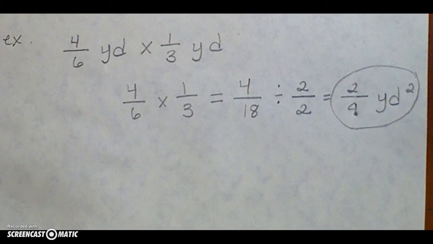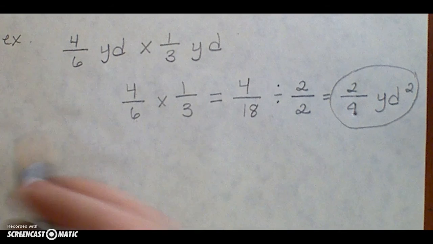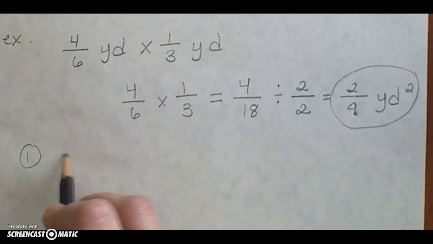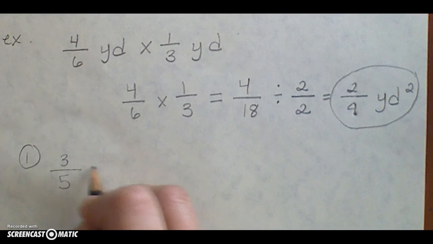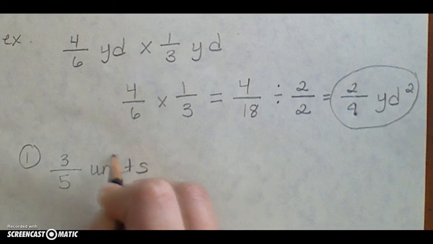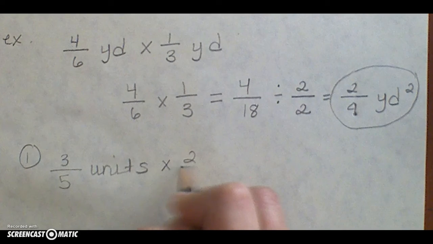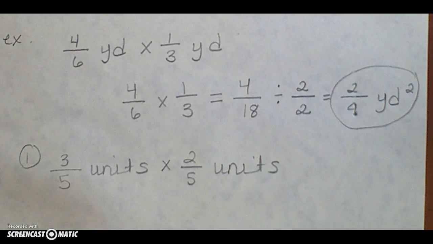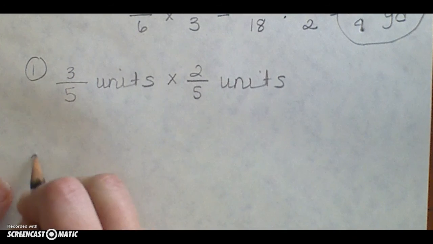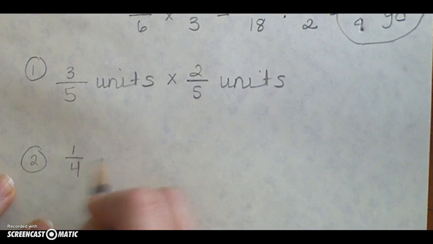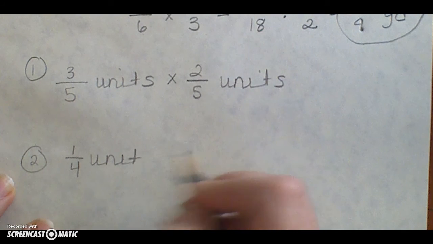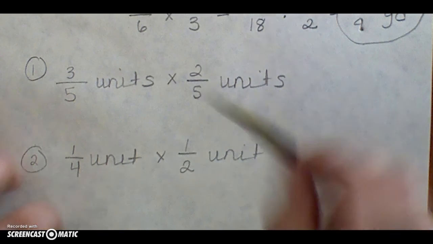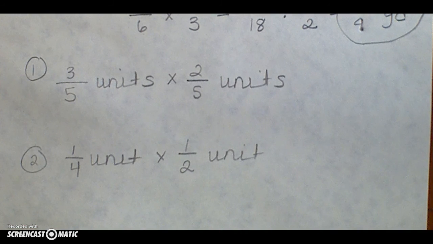In class, I'm going to show you more of how to use the model. But for tonight, if you can do 2 examples for me and come to class with those. The first example is going to be 3/5, I'm going to call it units. Units could be any measurement. Times 2/5 units. And the second example will be 1/4 unit times 1/2 unit. Okay. And I'll see you in class with those done tomorrow.